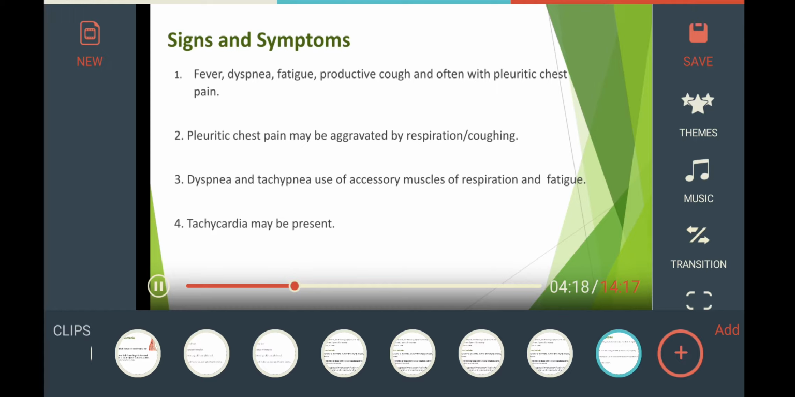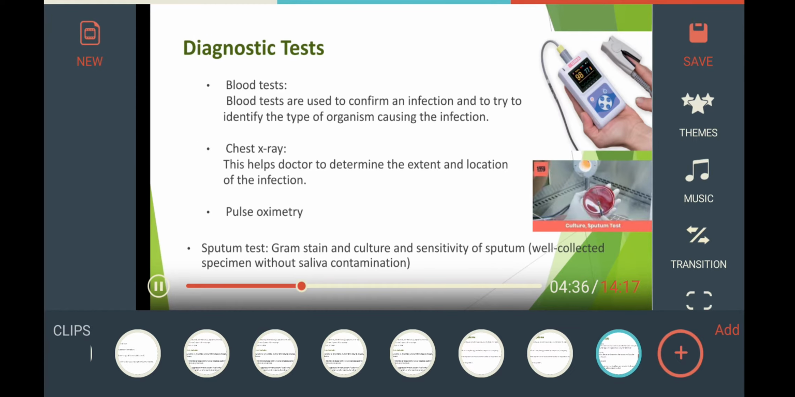Signs and symptoms: fever, dyspnea, fatigue, productive cough, and often pleuritic chest pain. Pleuritic chest pain may be aggravated by respiration or coughing. Dyspnea and tachypnea, use of accessory muscles of respiration, and fatigue. Tachycardia may be present. Diagnostic tests: blood tests.